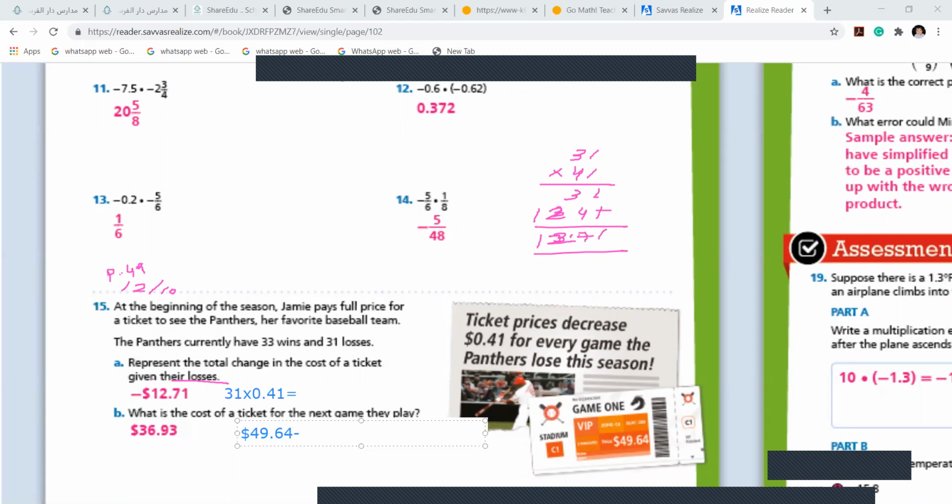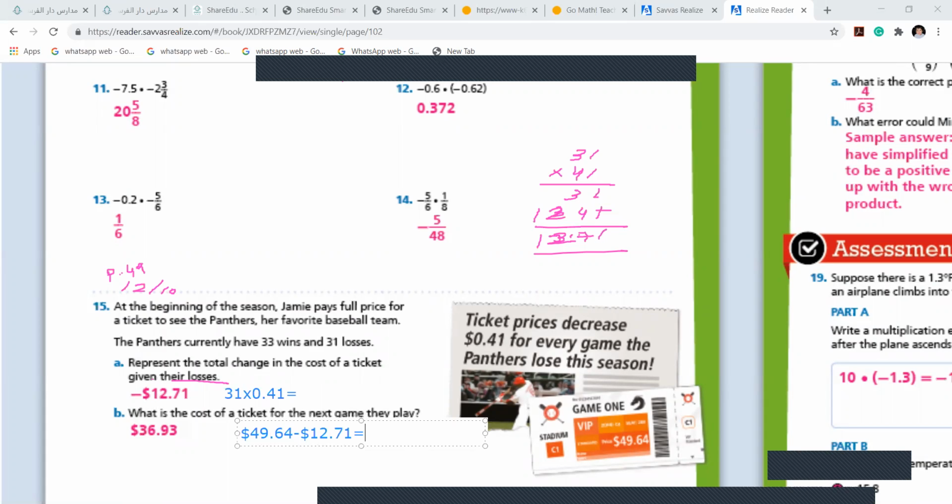Now later, how much must he remove? Because already they lost 31, and when they lost 31, it cost 12.71. So I will remove $12.71 from the total. I will remove $12.71.